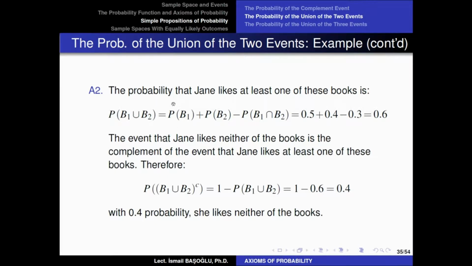Now, what is the probability of B1 union B2? It is equal to the probability of the first event plus the probability of the second event minus the probability of the intersection event. All these three probabilities are already given as information by the question. So the probability of the union is going to be equal to 0.5 plus 0.4 minus 0.3, which is 0.6. Now, once I have calculated this value, I will plug that value here in place of the probability of B1 union B2, and my final answer will be 0.4. Basically, I can say that Jane is going to like neither of the books with 0.4 probability.